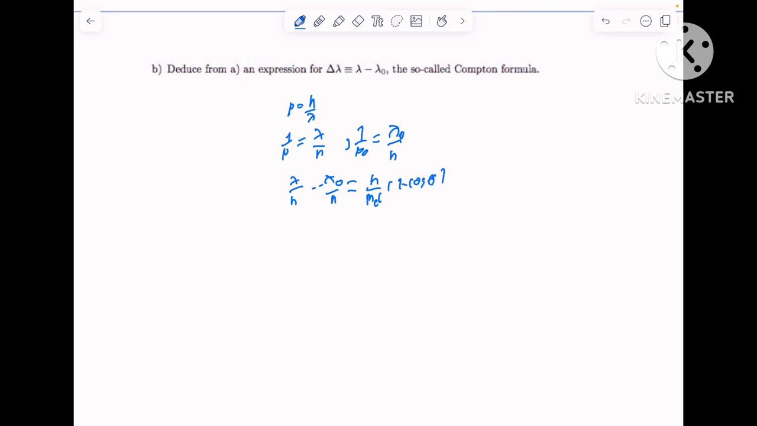So we get the Compton formula as delta lambda equals lambda minus lambda 0 equals h over m_e c, multiplied with h over m, is h squared over m_e c times 1 minus cos theta.